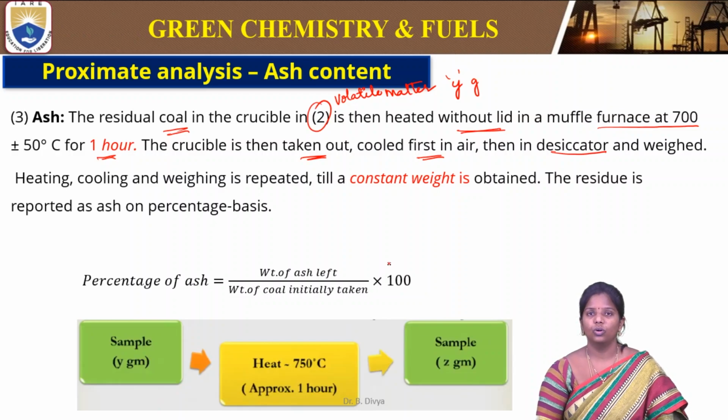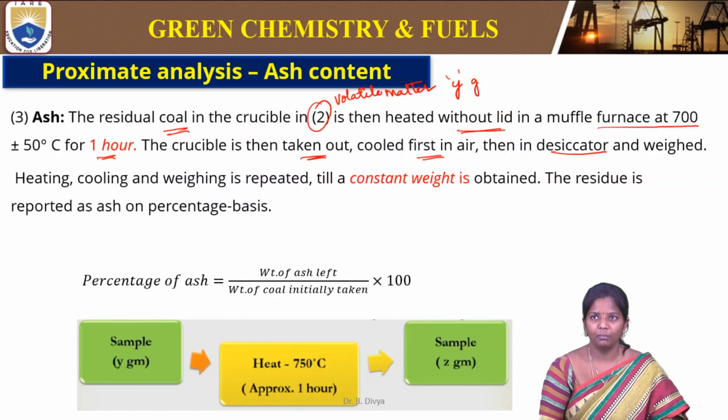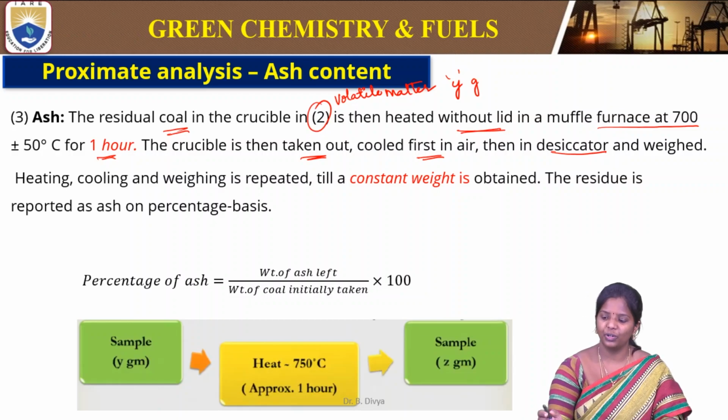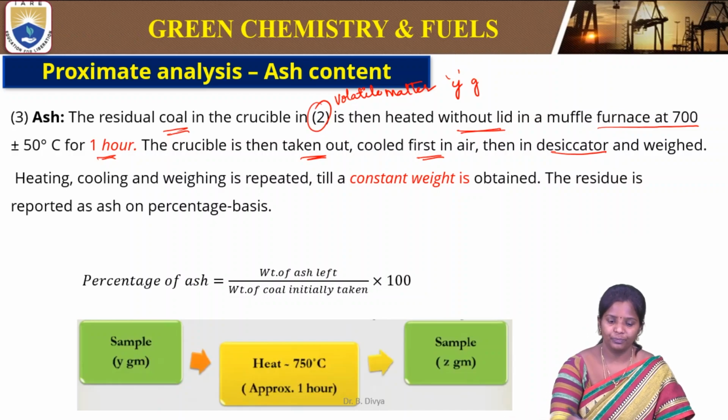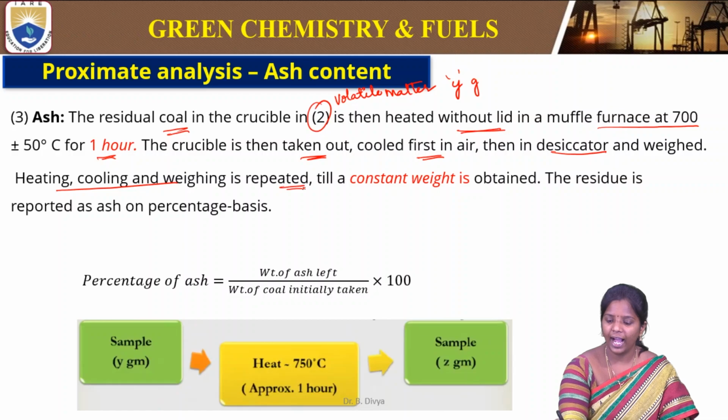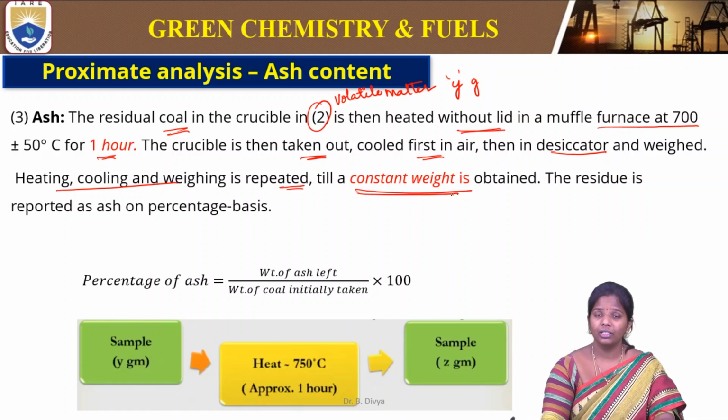So after removing the volatile matter, the same sample is again transferred to the muffle furnace and treated at 700 degrees centigrade for 1 hour. Upon heating at 700 degrees centigrade, any inorganic or mineral matter will become ash. This ash is weighed after cooling in the desiccator. Heating, cooling and weighing is repeated until we get a constant weight. Why do we need a constant weight? Because even if any volatile matter or moisture is present, it will be removed.